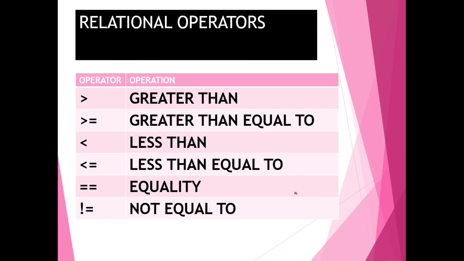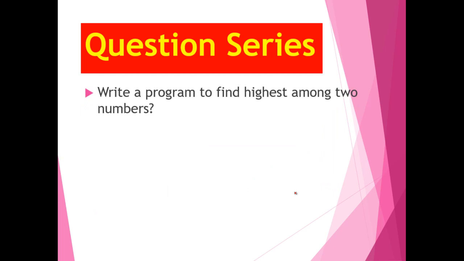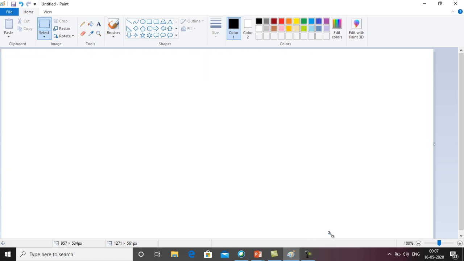So we have covered three types of decision control statements. One is the if, other one is the if else, and the third one is if elif, right? So let us do some more questions based on the relational operators. The first question that we are going to perform is to find the highest among two numbers. Okay, so what we have to do, we have to find the highest among the two numbers. Okay, so let's begin with our logic building.